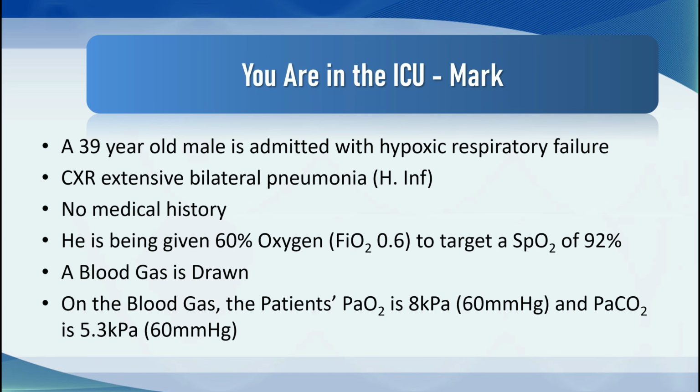His chest x-ray reveals extensive bilateral pneumonia, Haemophilus influenzae. He has no medical history and he's been given 60% oxygen, that's an FiO2 of 0.6, to target a saturation of 92% on pulse oximetry. Blood gas is drawn, and on the blood gas, the PaO2 is 8 kilopascals or 60 millimeters of mercury, and the PaCO2 is 5.3 kilopascals or 40 millimeters of mercury.